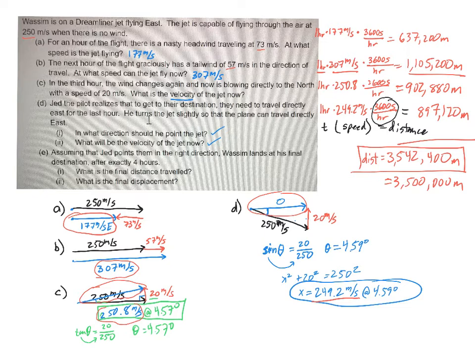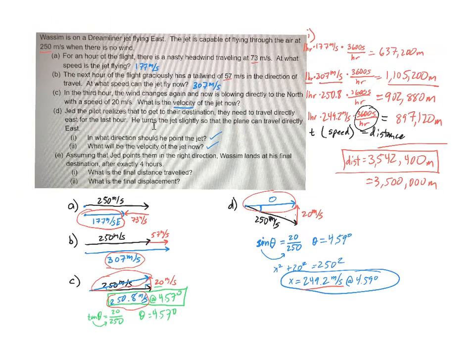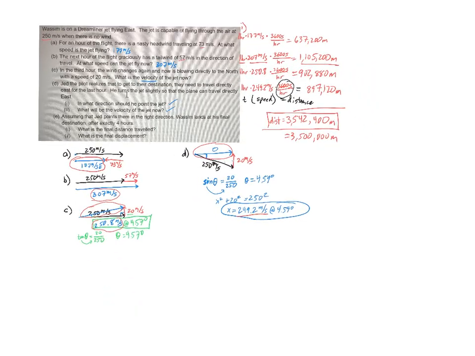All right, so that was letter I. Now we've got II for E. Okay, what's the final displacement? Which is very, very close to the same thing. Okay, we'll go ahead and draw this. I'm gonna move this all up so I can make one final drawing.